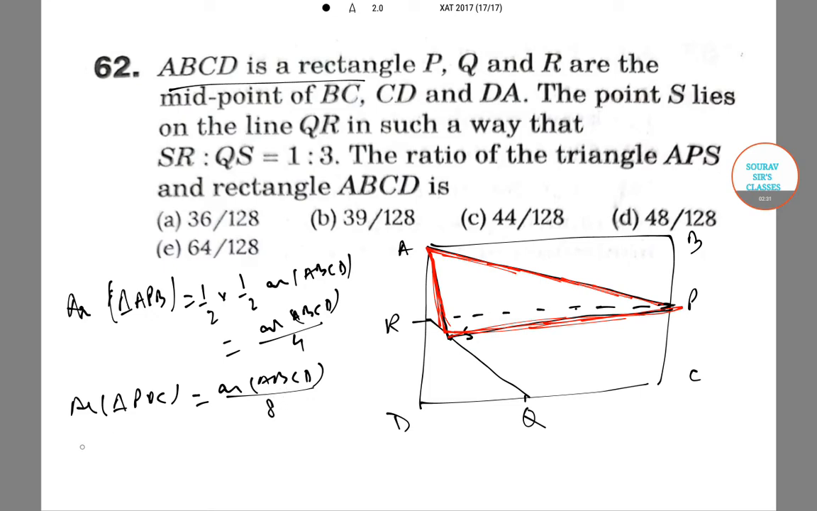and area of triangle RQD is equal to area ABCD by 8. This is PQC.